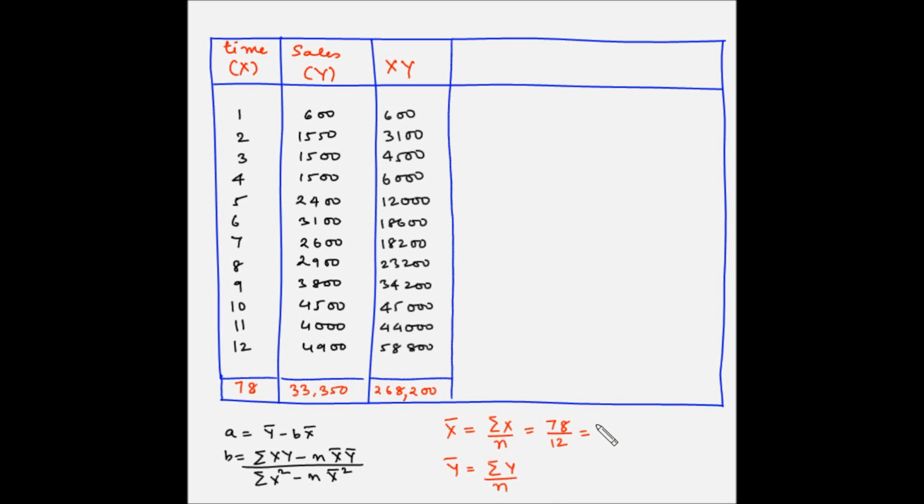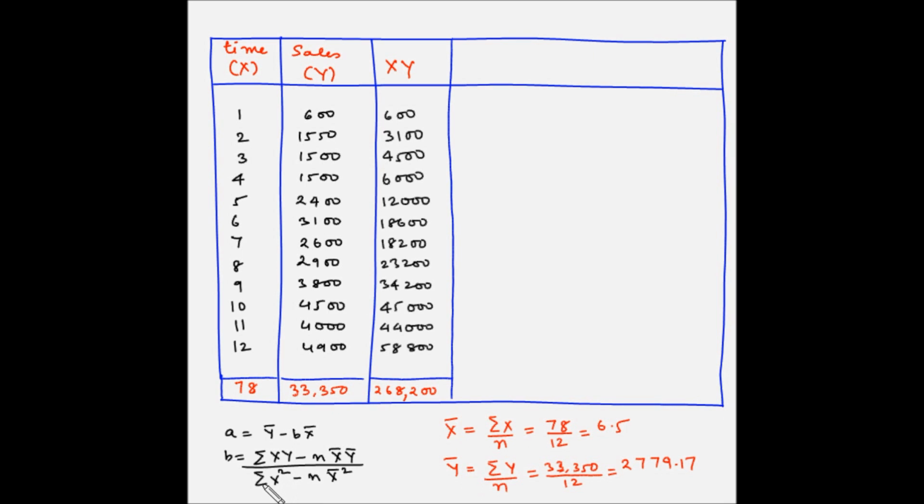So this is equal to 6.5. Sum of all y's is 33,350 divided by n, which is 12. So this becomes 2779.17. So now we know the sum of the multiplication of x and y. We know the values of x bar, y bar.